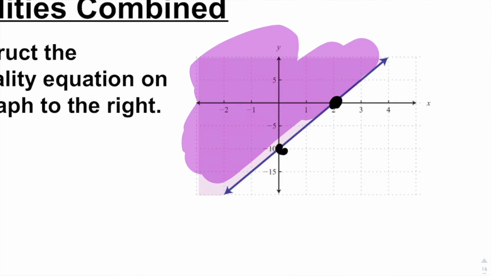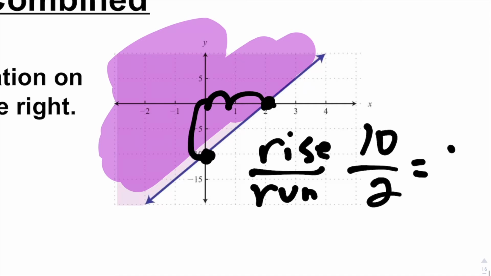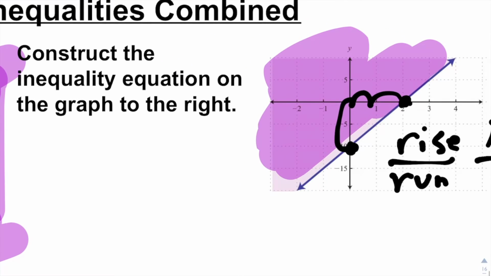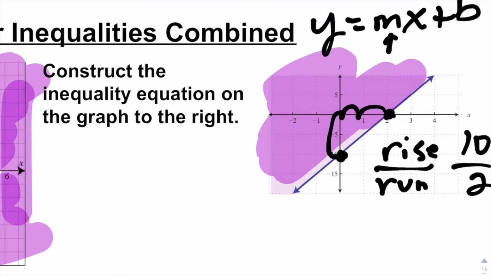I have a point here and a point here. This is -10. So to get up to this point, which is my x-intercept, I have to rise 10, or go up positive 10. Then I have to run 1, 2. So I rose 10 and ran 2, which gives me a slope of 10 over 2, which is 5. Now in the form of, and I know it's an inequality, but we're talking in the form of y equals mx plus b, we'll put the inequality symbol in there in a minute. I know that my m value is definitely 5. So I have y and then 5x.